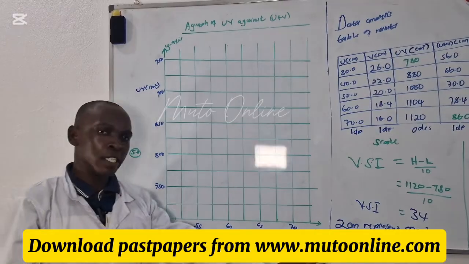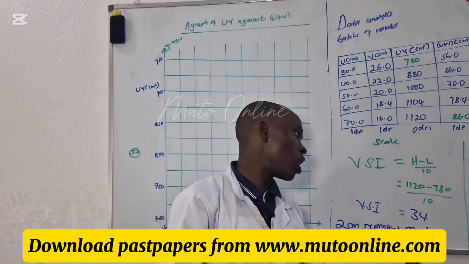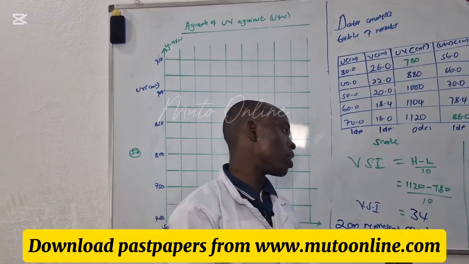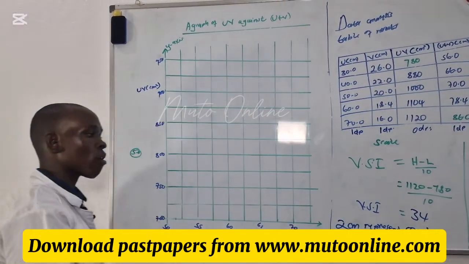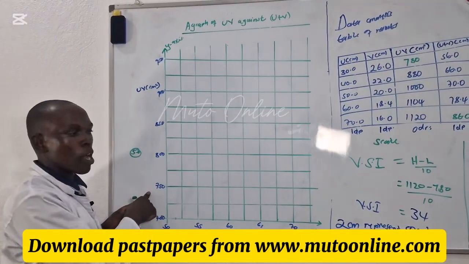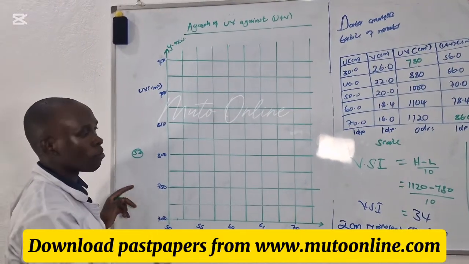Now we already have the scale, the vertical scale and then the horizontal scale. On the vertical scale, we say 2 centimeters represent 50 centimeters squared on graph paper. So after every 2 centimeters, we are going to put there 50.